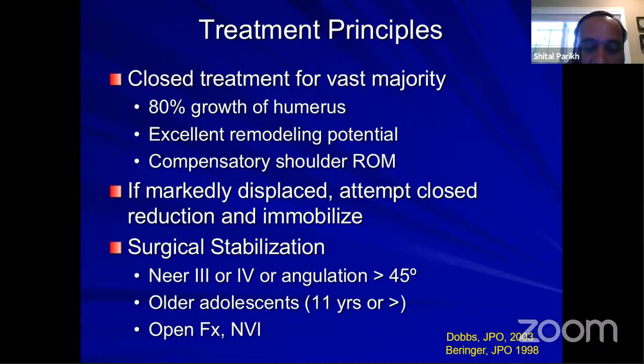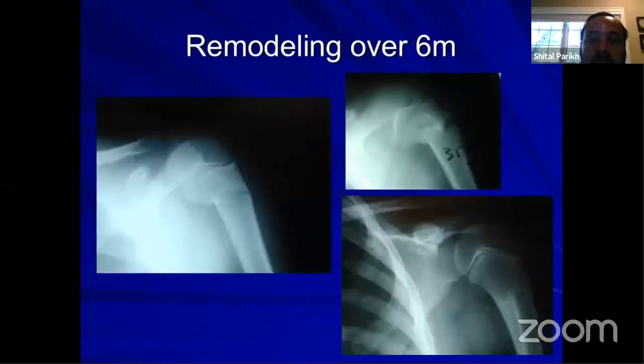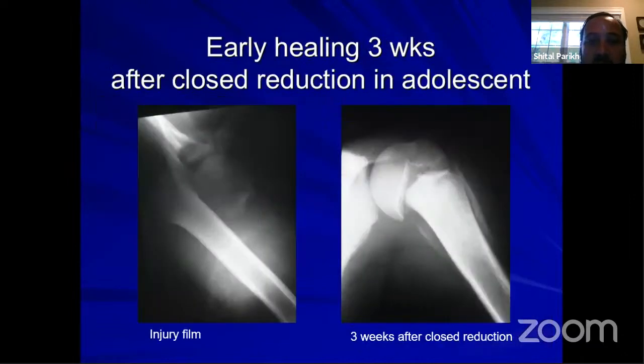And there are different ways of treating this. Most of them are percutaneous ways of pinning and screw fixation. The cutoff age is 11 years, after which you should give consideration to surgical fixation because of limited remodeling. This is an example of remodeling of the fracture. It remodels very well in most of the patients. And you can see some injury x-rays, and after it was reduced, you can see the healing.